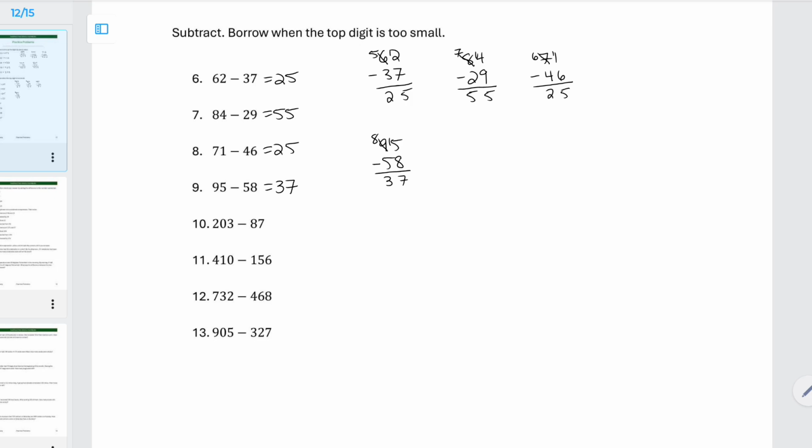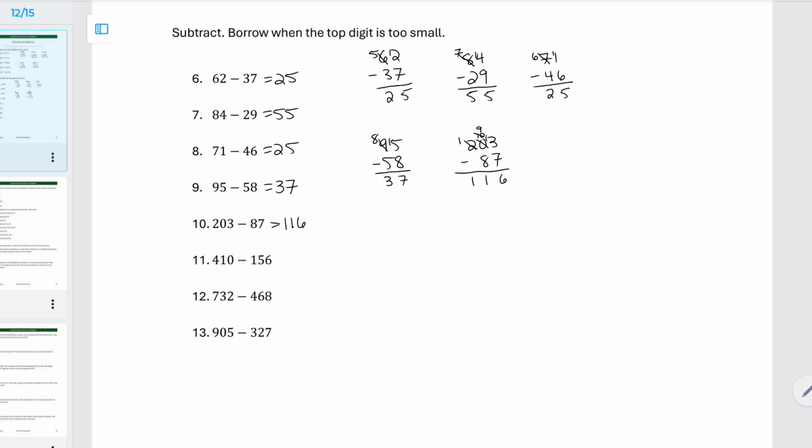Number 10. 203 minus 87. Starting on the right, we can't do 3 minus 7, so we're going to borrow from the 0, but there's nothing to borrow. So we have to go over one more. We're going to turn that 2 into a 1 so that we can turn that 0 into a 10. Now we can borrow from it. So the 10 becomes a 9, and the 3 becomes a 13. 13 minus 7 is 6. 9 minus 8 is 1. 1 minus nothing is 1. So our answer is 116.